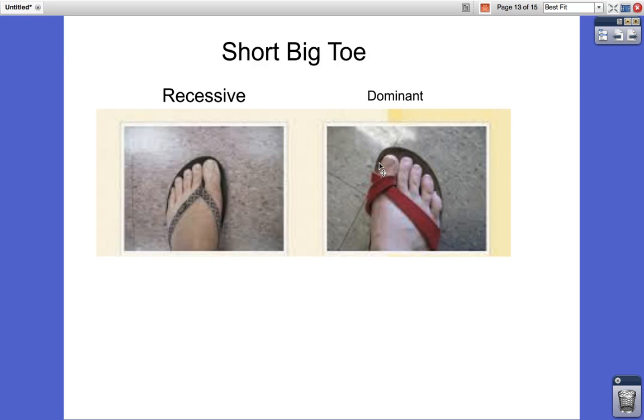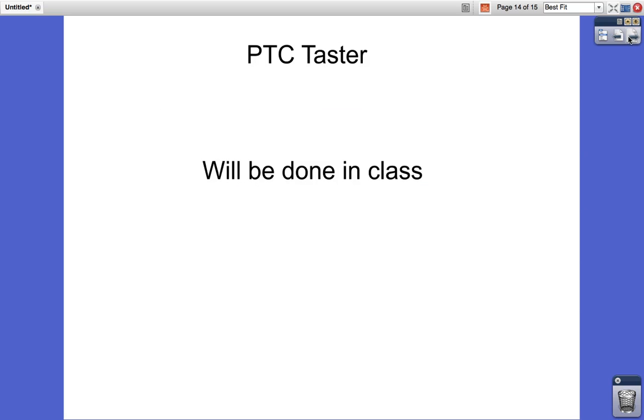Short big toe. That means your big toe is shorter than your second toe, like this foot on the right. This foot over here, the big toe, is longer than your second toe. Please don't check this one out in class. PTC taster will be one that we do in class.